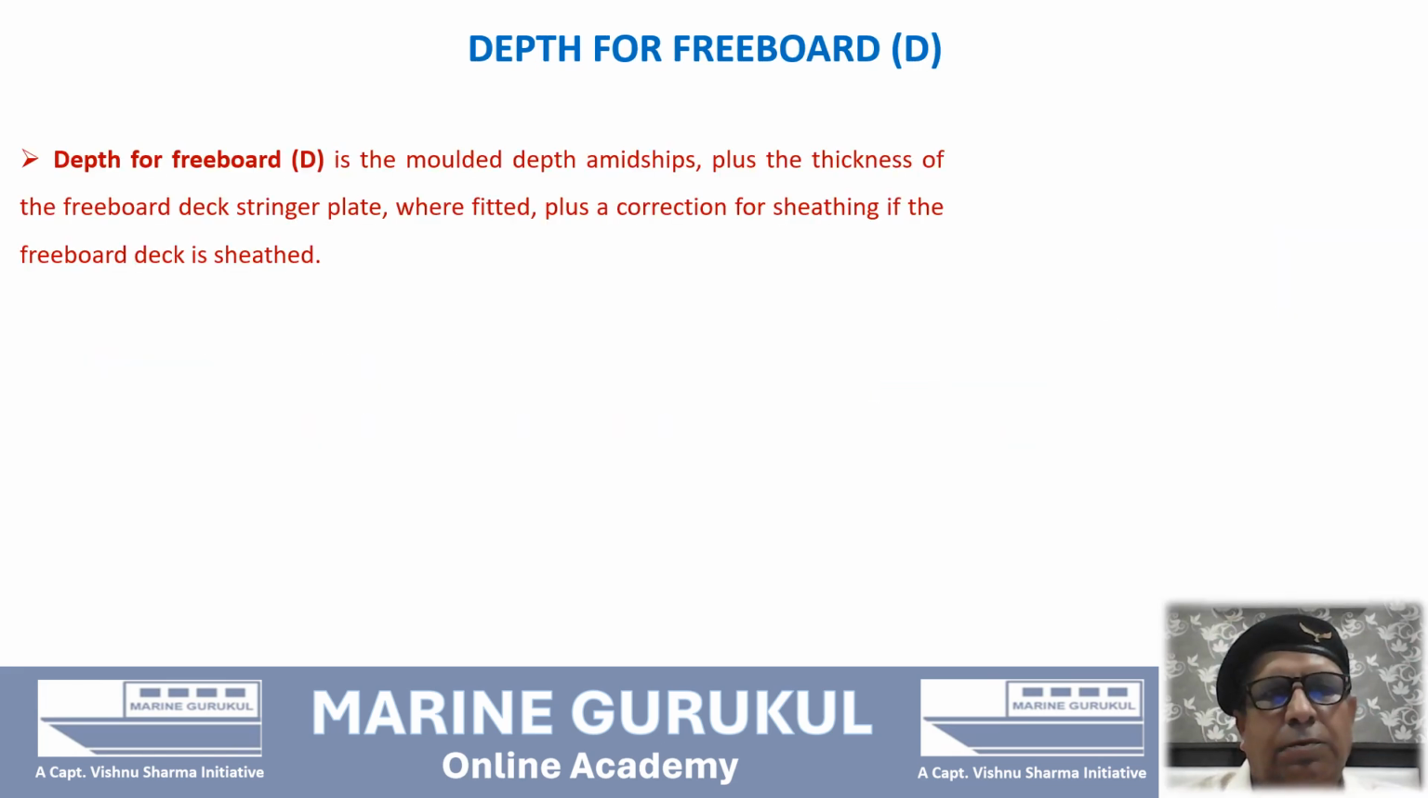Depth for freeboard. Depth for freeboard is the molded depth amidships, which we just discussed, plus the thickness of the freeboard deck stringer plate if fitted, plus a correction for the sheathing if the freeboard deck has sheathing. So that means to the molded depth amidships, we add the thickness of the deck plating on the side, plus if there is sheathing of the freeboard deck, a certain correction is also added to allow for the sheathing.